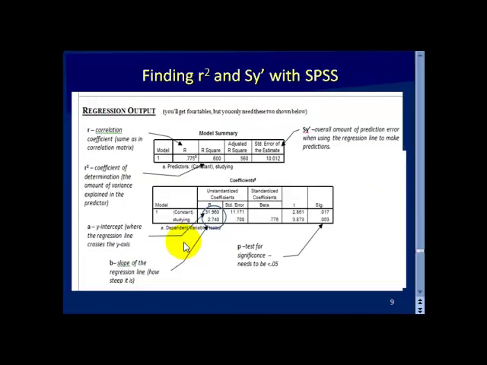Okay, to find r squared and SY prime with SPSS, I'm going to point you to the same SPSS guide that is your guide for correlation and regression on SPSS in the front part of your course pack. The r squared is in the top of the two tables that we look at. It's the coefficient of determination, in other words, the amount of variance explained in the predictor, and the SY prime is found here at the very end. It's labeled there the standard error of the estimate. And again, that's the overall amount of prediction error that you have when you're making predictions.